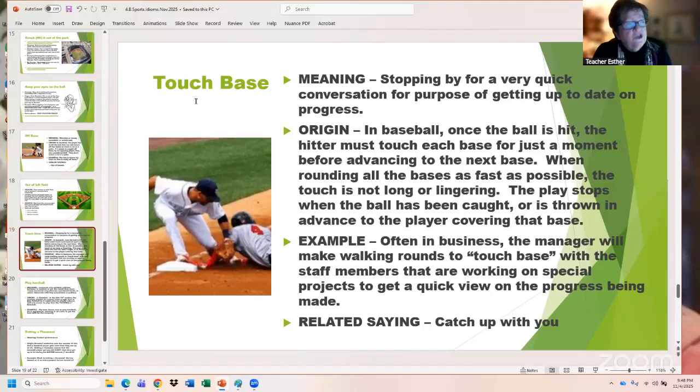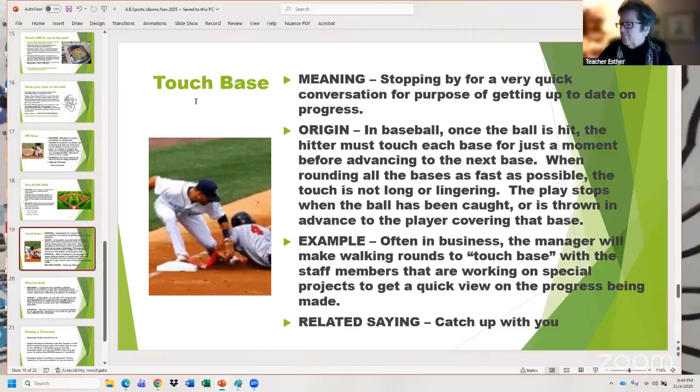This is touch base. Tiet, would you like to read this one? Maybe? I'll go ahead and read this one then.